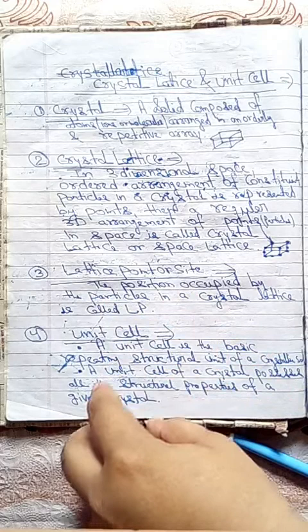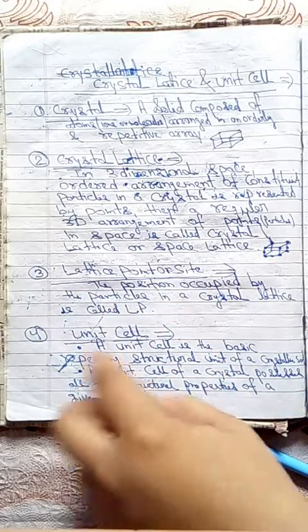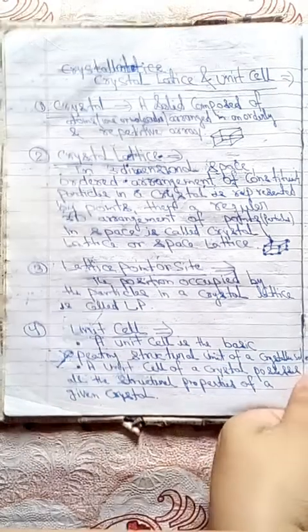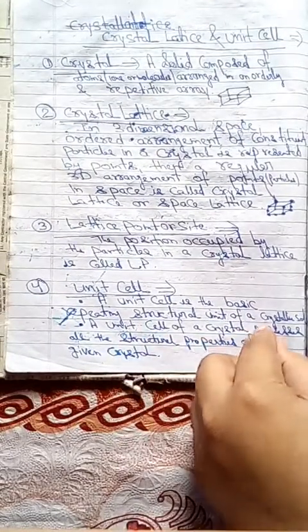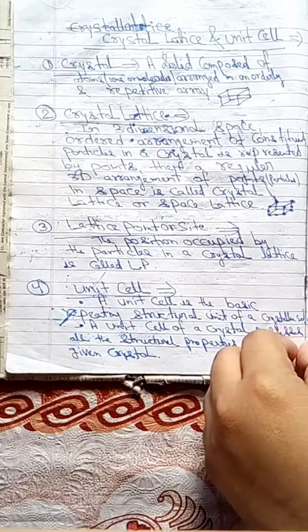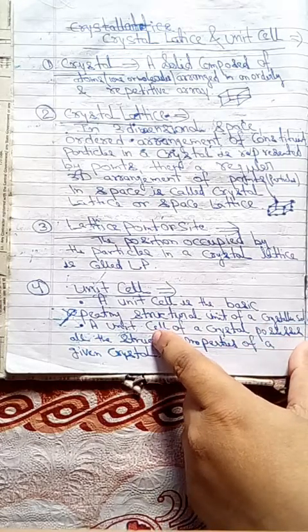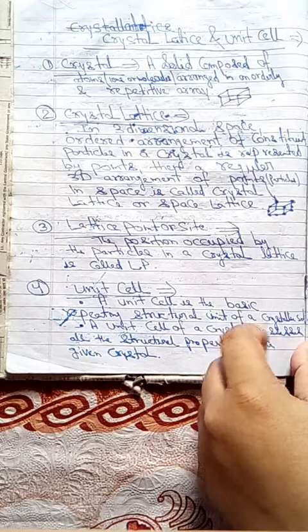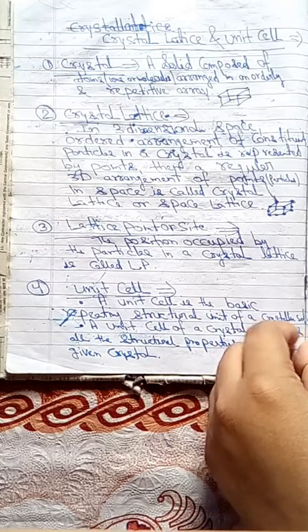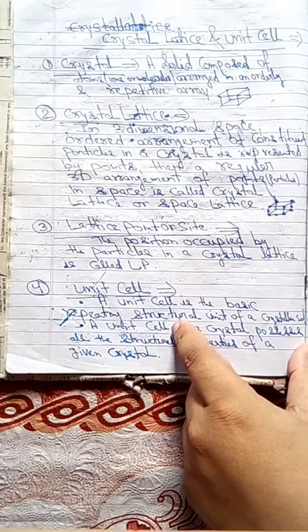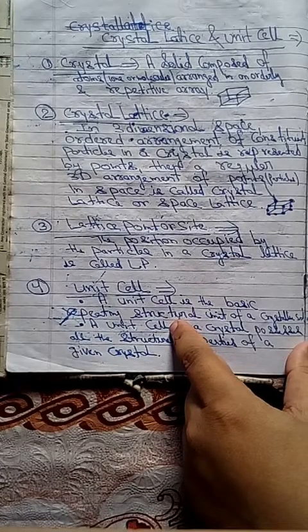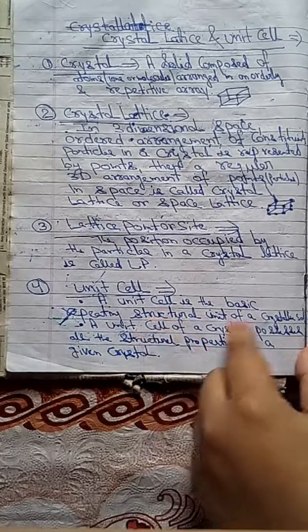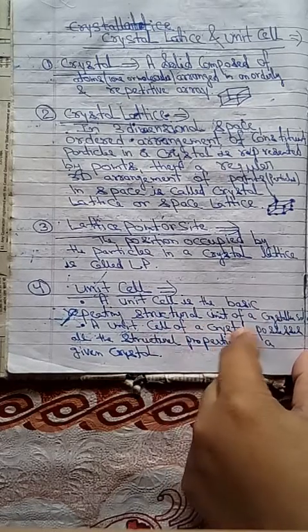Now coming to the last basic property, that is the unit cell. A unit cell is the basic repeating structural unit of a crystal lattice. Just like the cell is the basic structural and functional unit of life, in the same way for any crystal, the basic repeating unit is the unit cell. Therefore it is called the basic repeating structural unit.